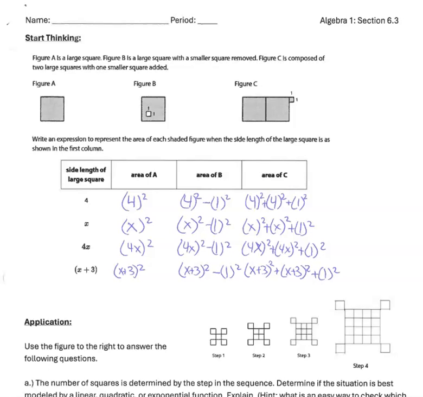Then they change it to saying, well, what about if we didn't know what the side length was and we called it x? Well, now it's x squared, and then the x squared minus 1 squared, and the x squared plus x squared plus 1 squared, and you may have wanted to combine those to be 2x squared plus 1 squared.